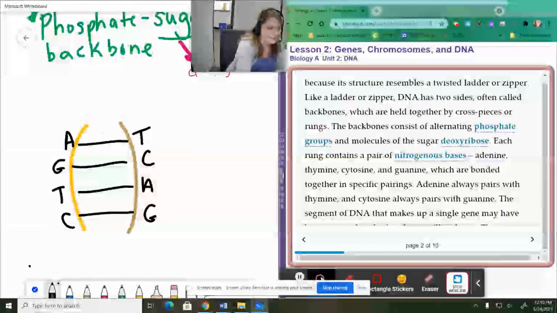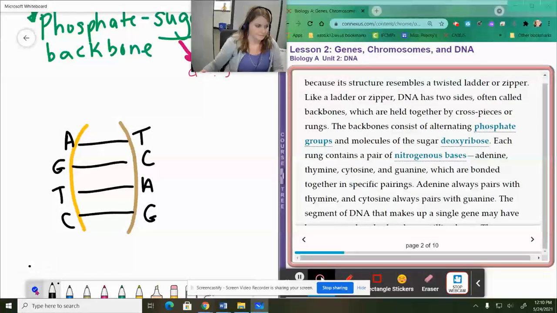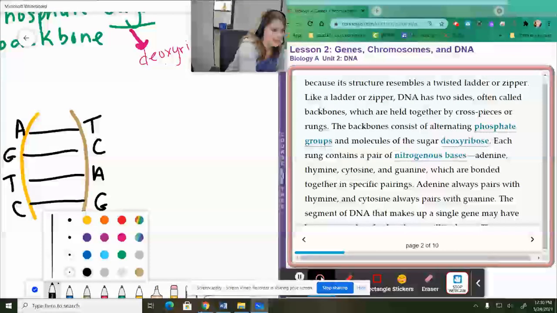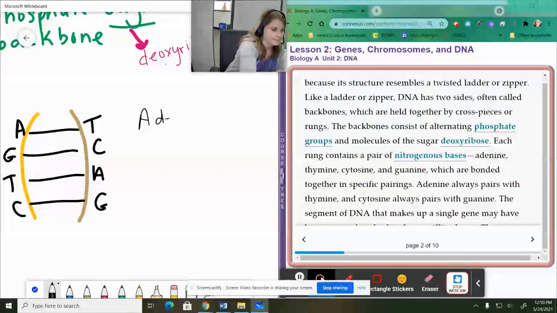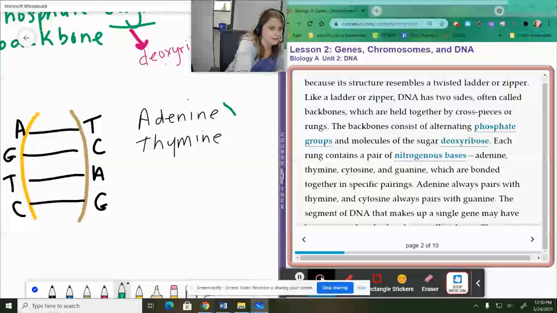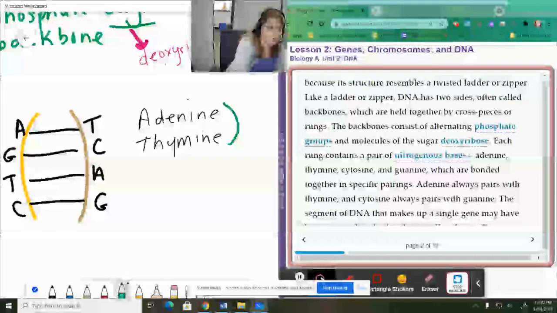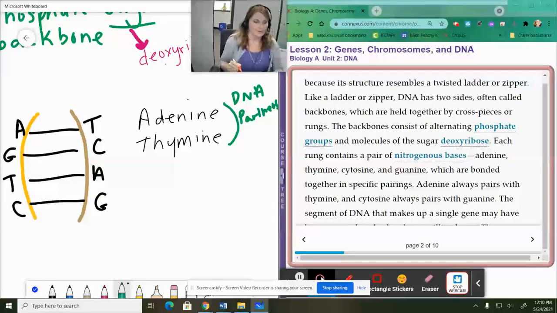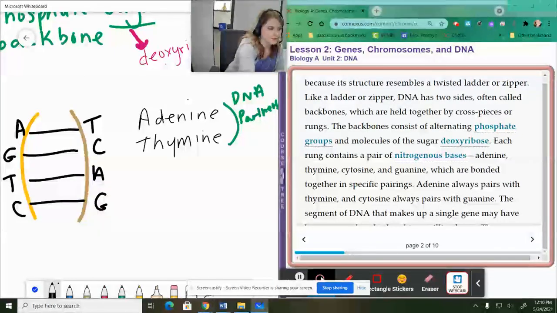Okay, so we'll write the names of those down here as well. So A is for adenine, and T is for thymine. And these two are always partners in DNA. Okay, so these are always together. Okay, and then we have cytosine.